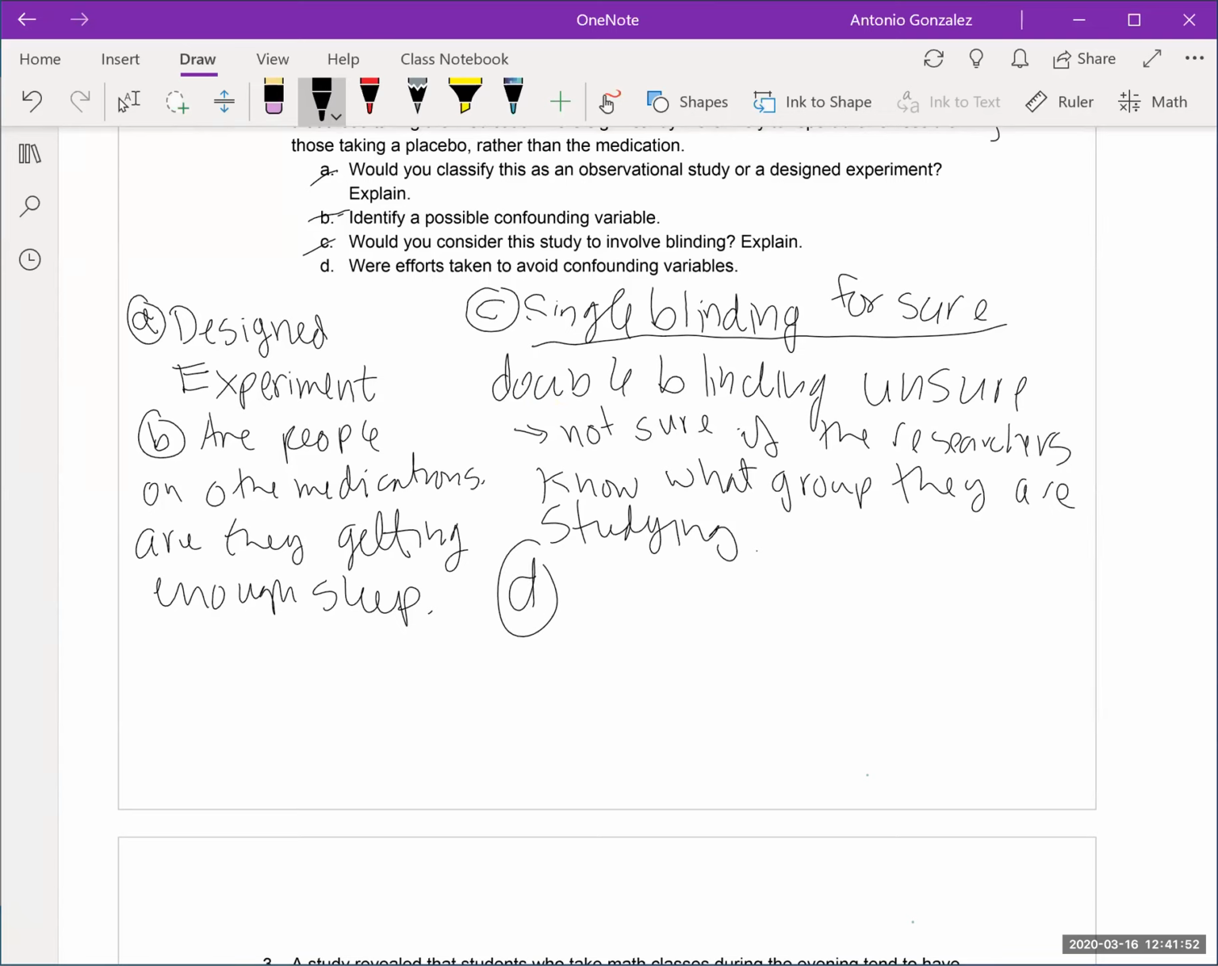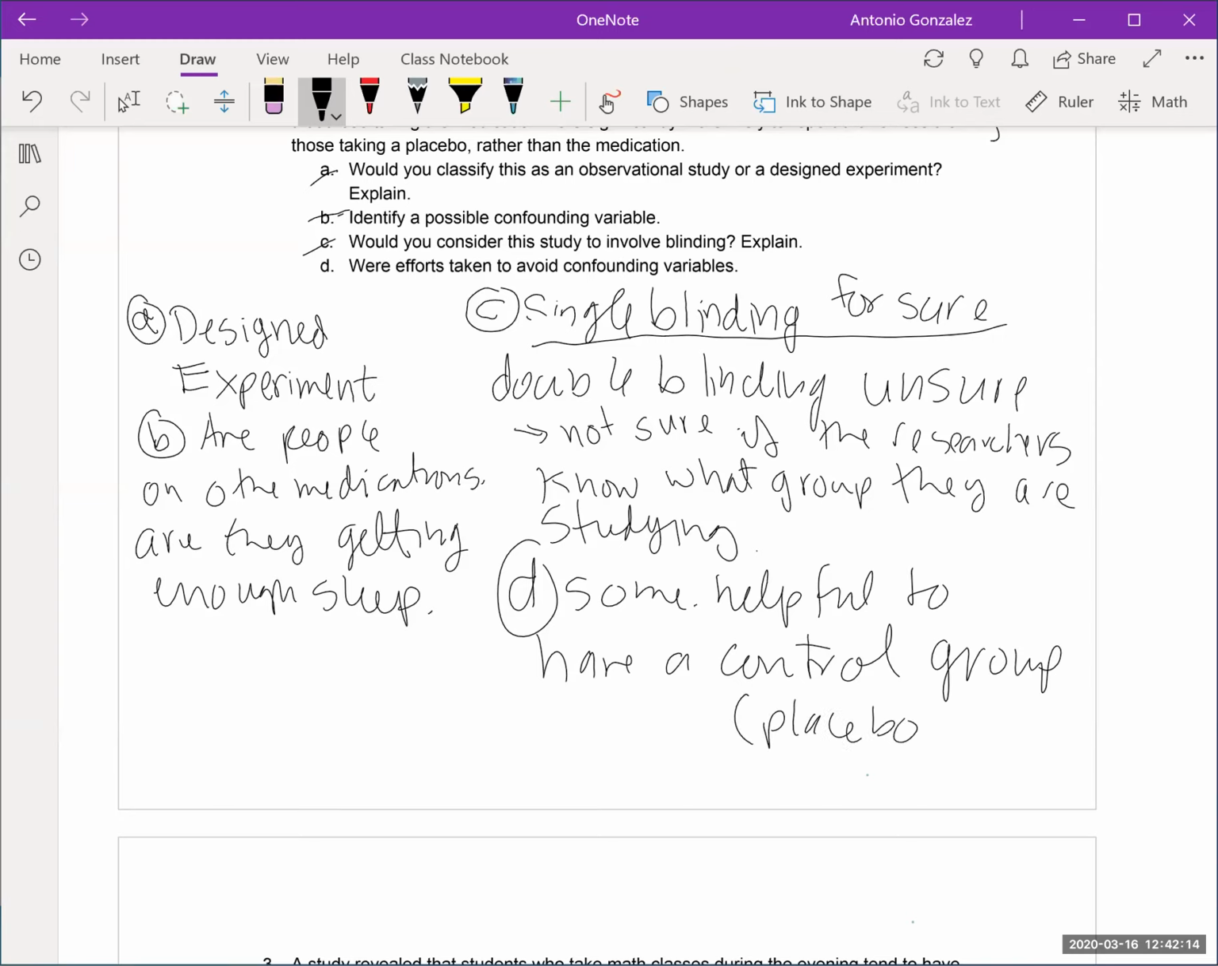So D, it says, were efforts taken to avoid confounding variables? I would say some. It is helpful to have a control group, otherwise known as the placebo group. So there were some measures taken to avoid any confounding variables.